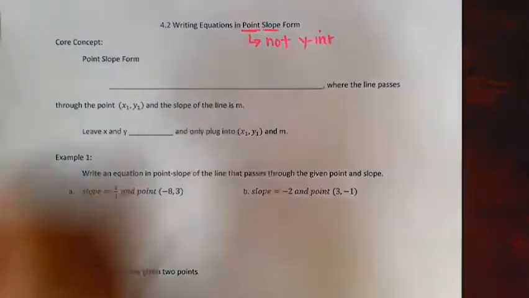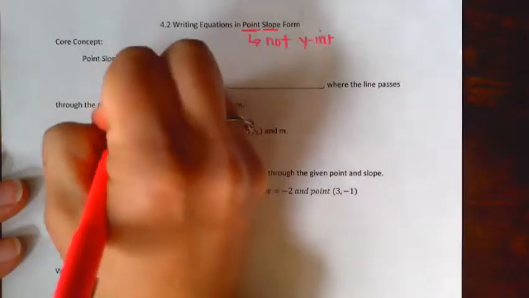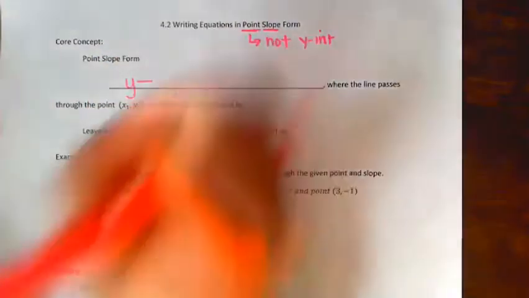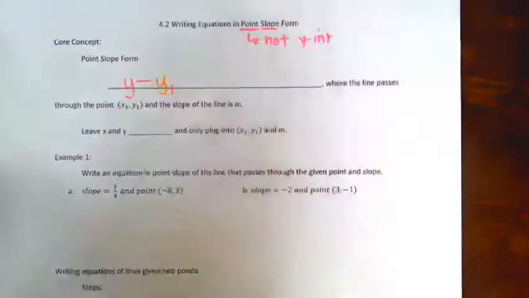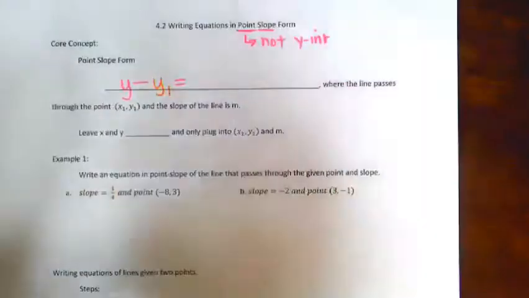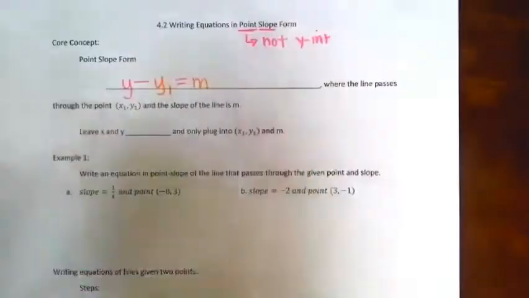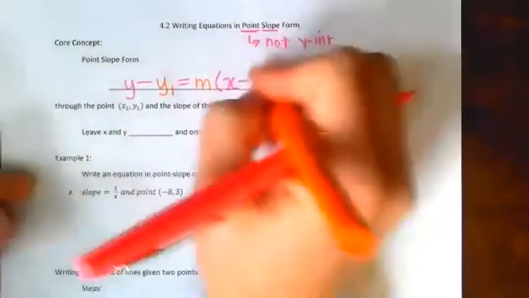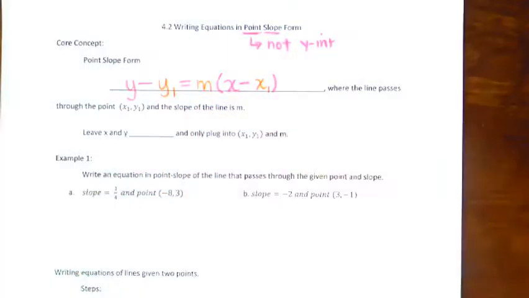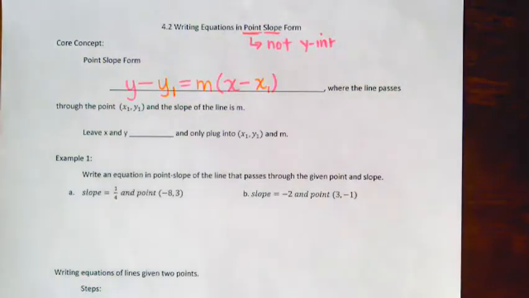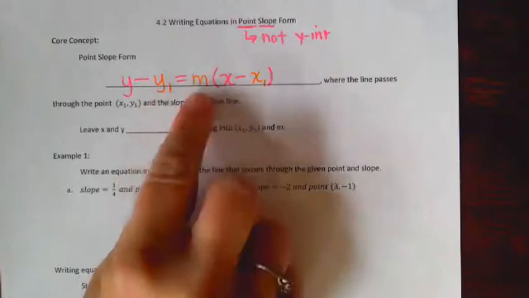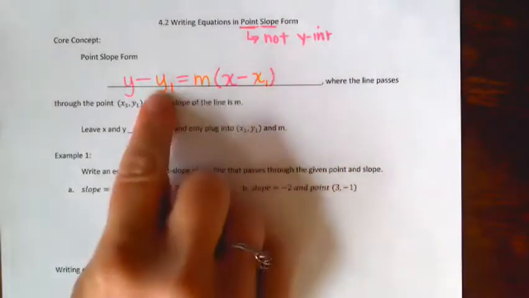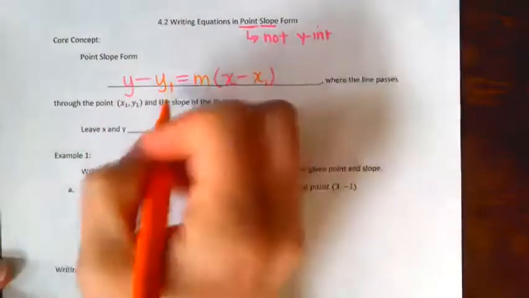Point slope form is y minus y1 equals m times the quantity of x minus x1. This actually comes from our slope formula. Now I put y1, m, and x1 in orange because that is what we plug into.